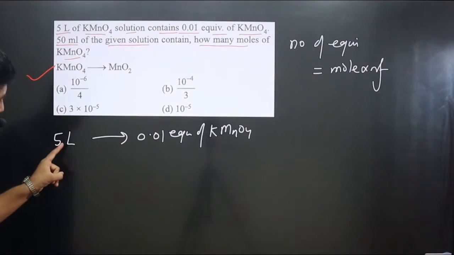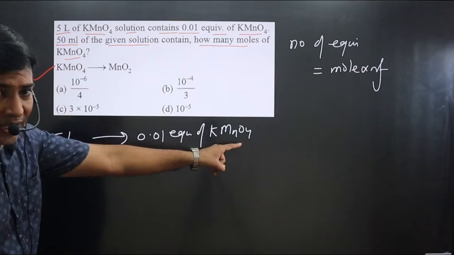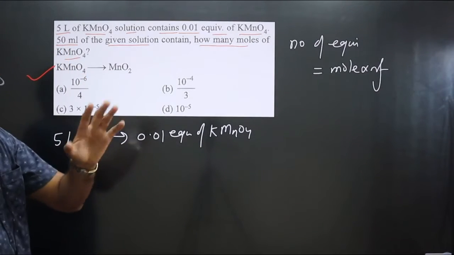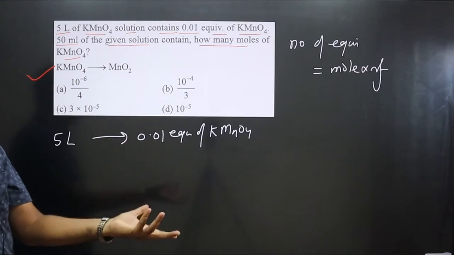So if 5 liter contain these many moles, then 50 ml will contain how many moles? We can use the proportion method and the answer is ready.